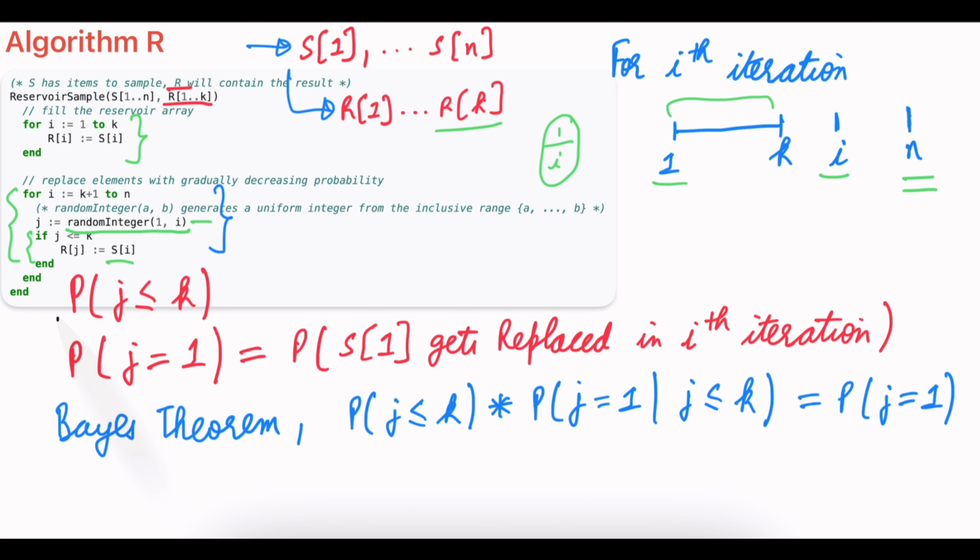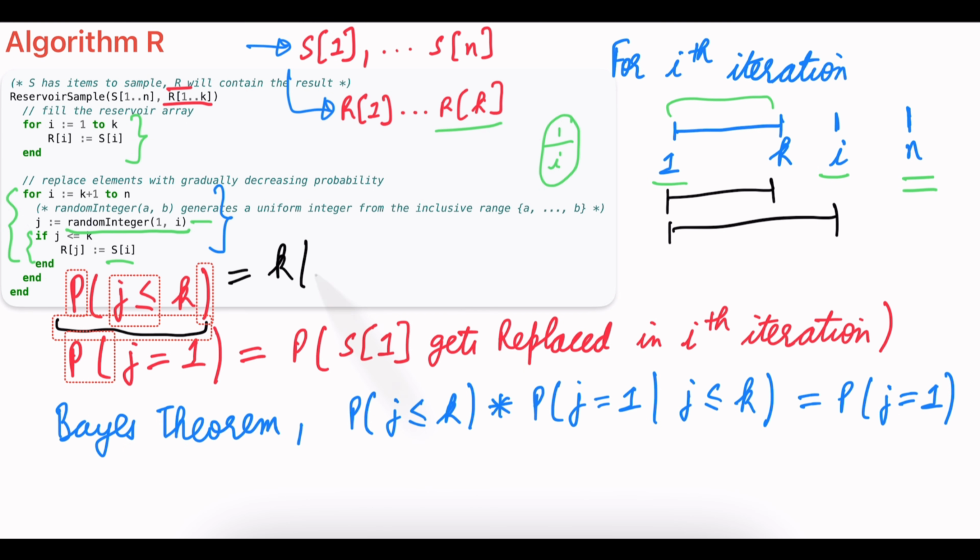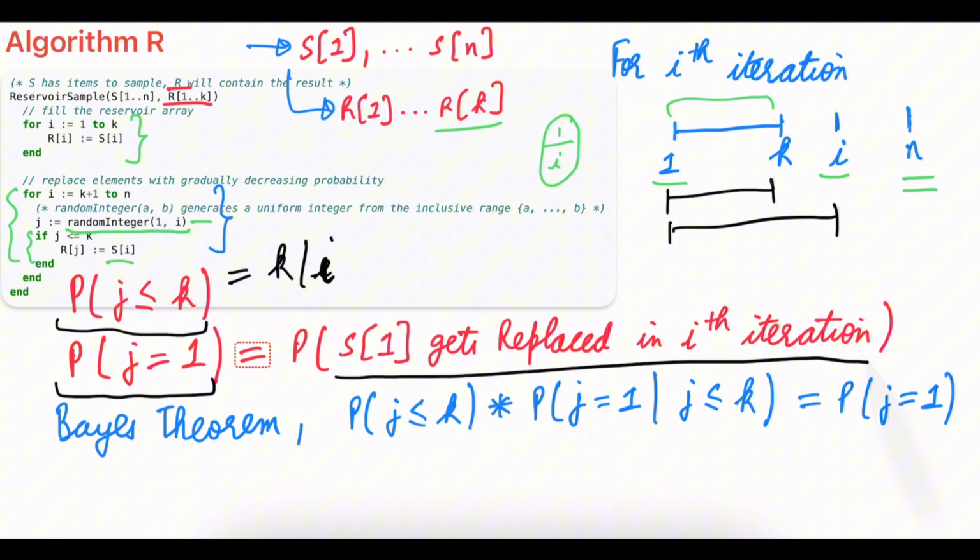For the random integer call, what is the probability that j is less than or equal to k? Here our number of favorable outcomes is equal to k, and the total number of outcomes is i. So this is equal to k divided by i, and we have to find the final probability that j will be equal to 1 at the end. What this means is that s1 is going to get replaced in our ith iteration, and that means s1 is not going to be present in our final reservoir sample.